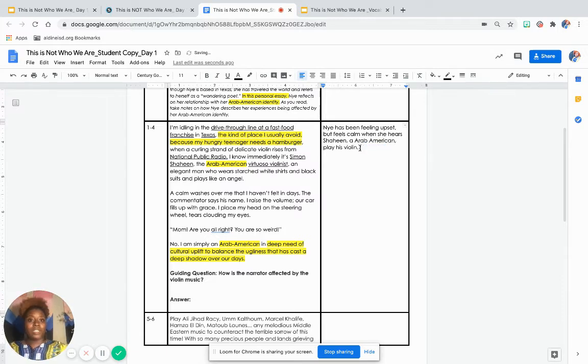Okay? So that's what's going on in this short little excerpt of the text. Nye, which is Miss Naomi Shihab Nye, has been feeling upset, but feels calm when she hears Shaheen, an Arab American, play his violin. The guiding question: how is the narrator affected by the violin music?